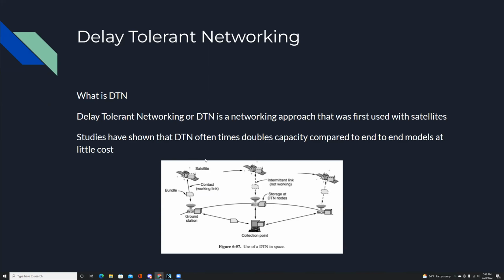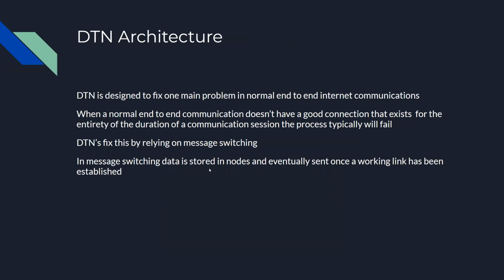Studies have shown that DTN oftentimes doubles the bandwidth capacity of networks compared to end-to-end models at a significantly lower cost. This is because DTN is designed to fix one of the main problems in normal end-to-end internet communications. When a normal end-to-end communication doesn't have a good connection that exists for the entirety of the duration of the communication, the process typically will fail or be extremely slow.